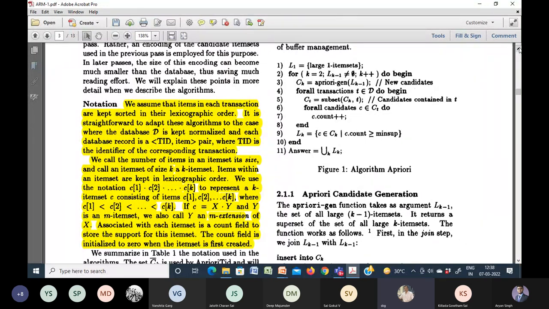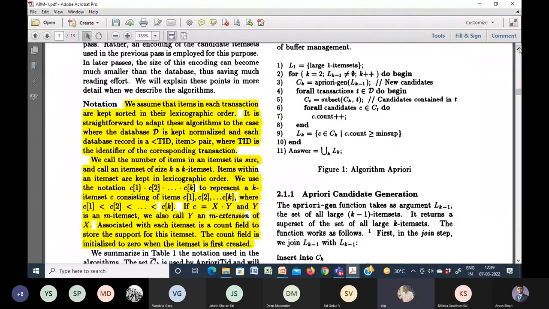Then Lk consists of those candidates c in Ck where c.count is greater than or equal to the minimum support. Finally the answer is the union of all Lk for k equal to 1 onwards. These are my frequent item sets over which I can do this mining, that means taking A implies L minus A.